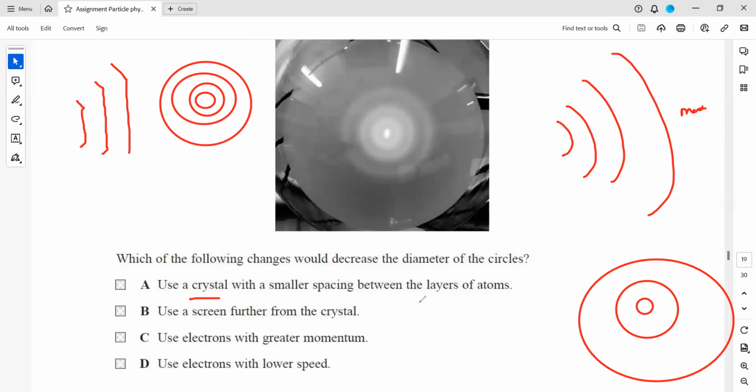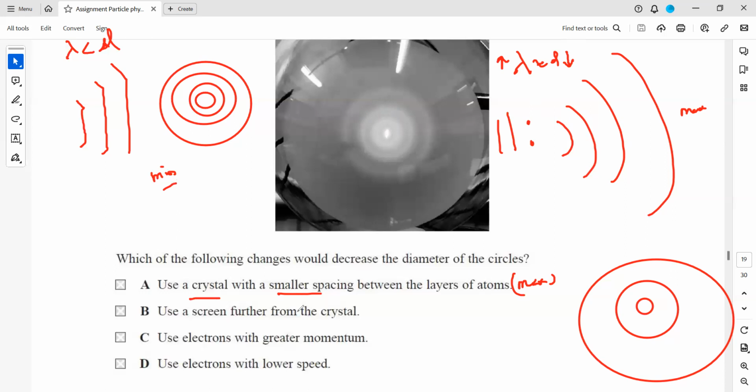So use crystals with a smaller spacing. Remember, if the wavelength is equal to the spacing, then we'll have a maximum diffraction. And if the wavelength is less than the spacing, or the spacing is larger, then we have a minimum diffraction. If you use a crystal with a smaller spacing, like if the wavelength is longer and the spacing is smaller, again it will have a maximum diffraction. So this maximizes the diffraction, not minimizes. We want to minimize the diffraction, so the circles will be closer to each other.